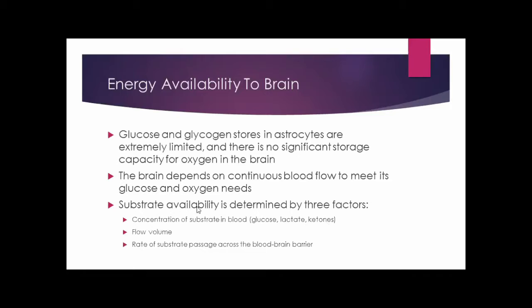And again, substrate availability is determined by 3 factors. So we just talked about how 20% of the cardiac output gets to the brain. So the concentration of substrate in the blood is one factor of that, the actual flow volume of that 20% cardiac output. And then finally, the rate of substrate passage across the blood-brain barrier.